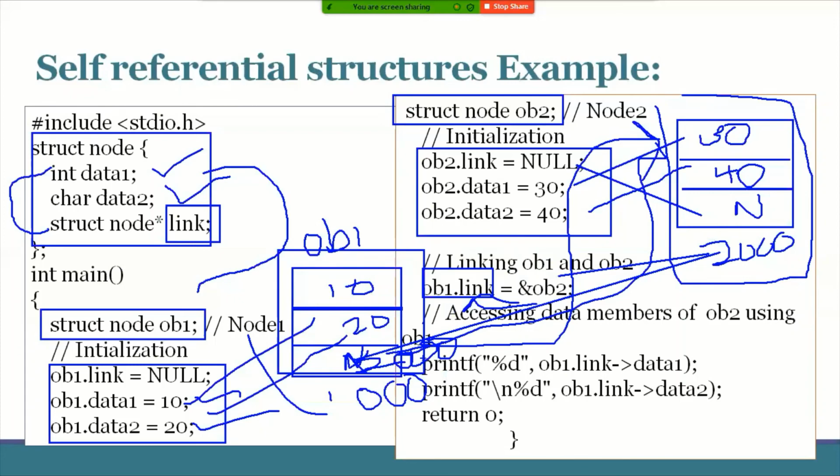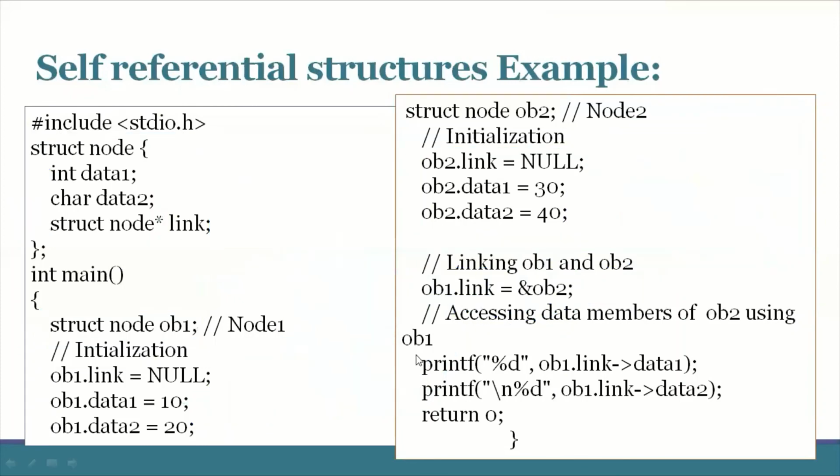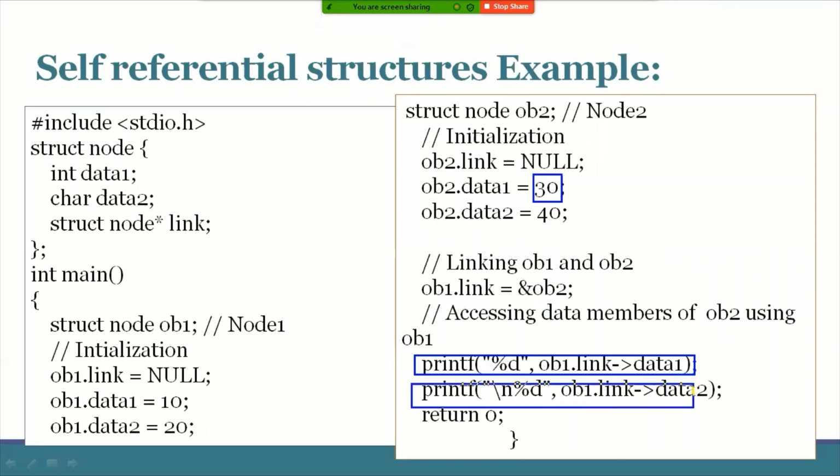So in the printf statement, what I am doing, you see, printf object 1 dot link data 1. Object 1 actually contains what? Object 2 address. Object 2 means 2000. So that 2000 location data is what? 30. And its link, object 1 dot link data 2 is what? 40.